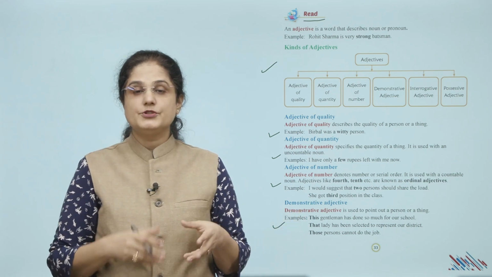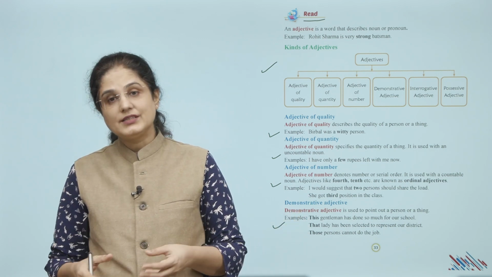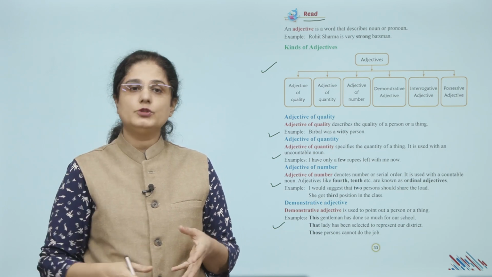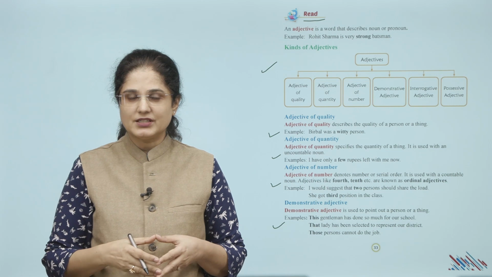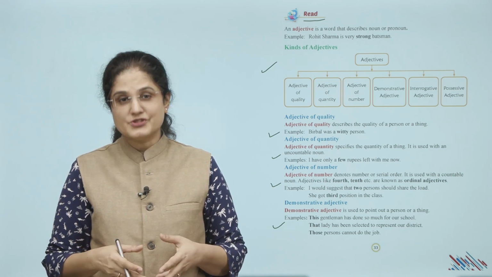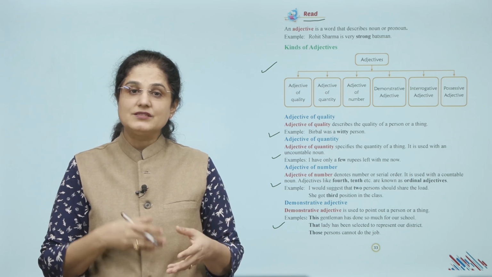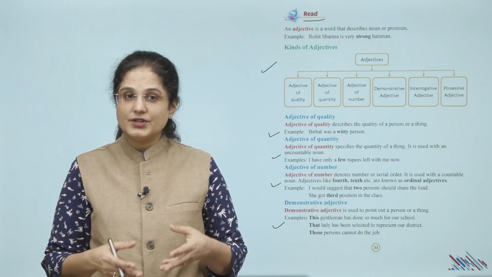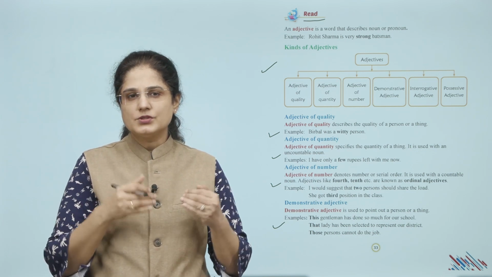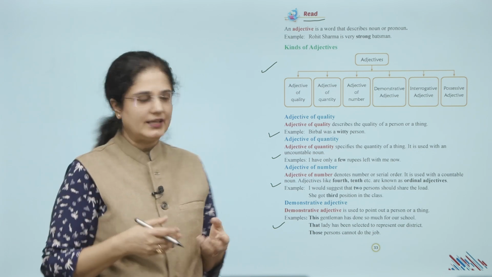Demonstrative adjective is used to point out a person or a thing. किसी भी पर्सन या चीज़ को अगर आप पॉइंट आउट करते हैं तो आप डेमोन्स्ट्रेटिव एडजेक्टिव यूज़ करते हैं. For example, this gentleman has done so much for our school. That lady has been selected to represent our district. Those persons cannot do the job. So this, that, those ये मेरे डेमोन्स्ट्रेटिव एडजेक्टिव्स हैं.